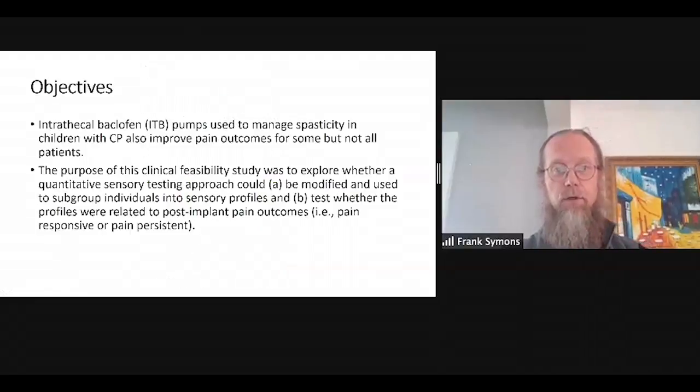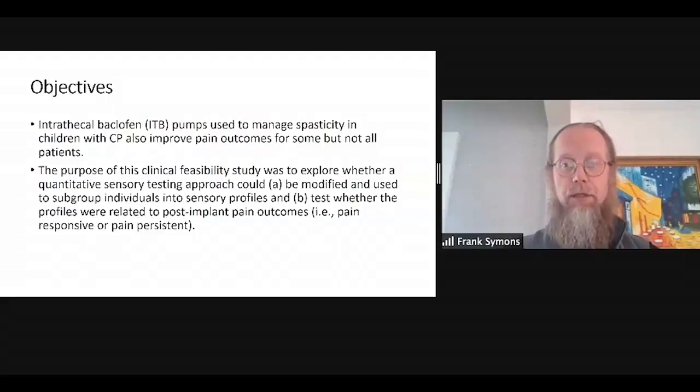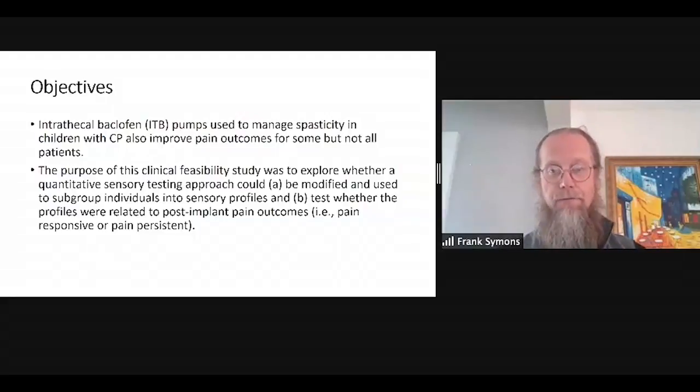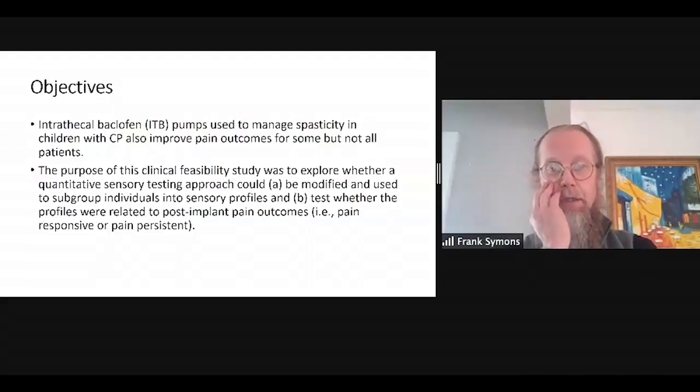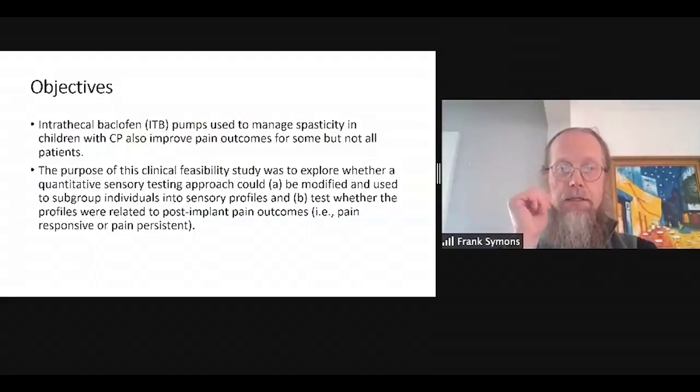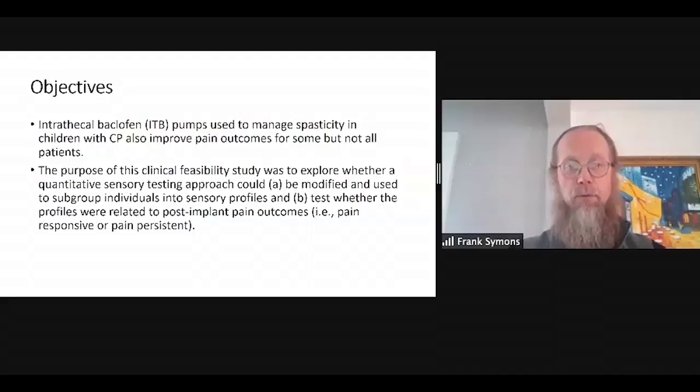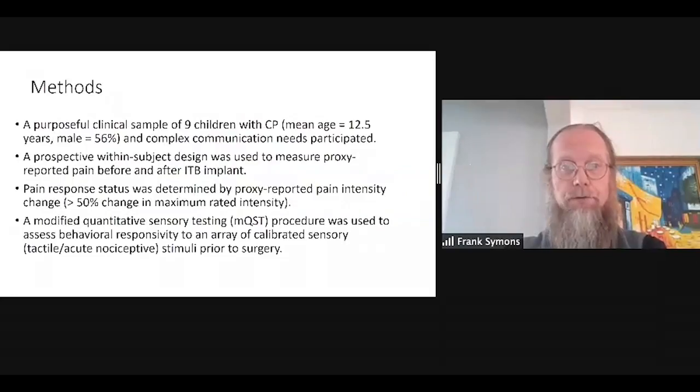So the objectives were to establish feasibility, that is, could we do this using this modified quantitative sensory test that I described in the setup part of our symposia, to create sensory profiles that could be coherently subgrouped, and then test whether those profiles related to post-implant pain outcomes. And what's being implanted again is an intrathecal baclofen pump that has a fair amount of efficacy data for use in improving muscle tone, managing spasticity, and cerebral palsy.